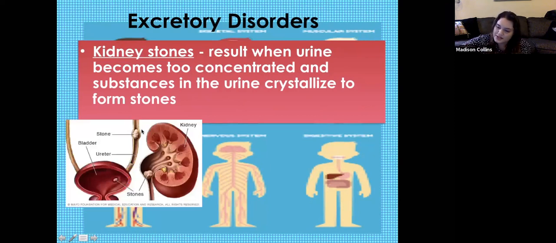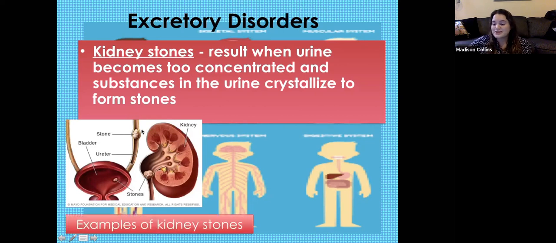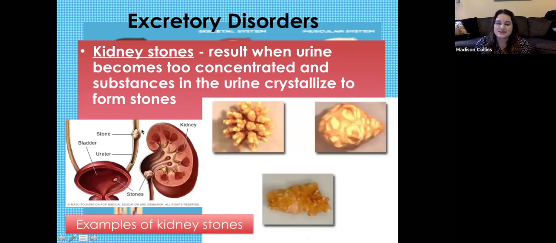You can see that these deposits or these stones start building up inside your ureters. And the only way to get them out is to pee them out through your urethra, which is really, really painful because your urethra is pretty small and it's not meant to excrete crystals of waste. It's not good. So here are some other examples of kidney stones. They can get pretty nasty. And like I said, my dad had this too.